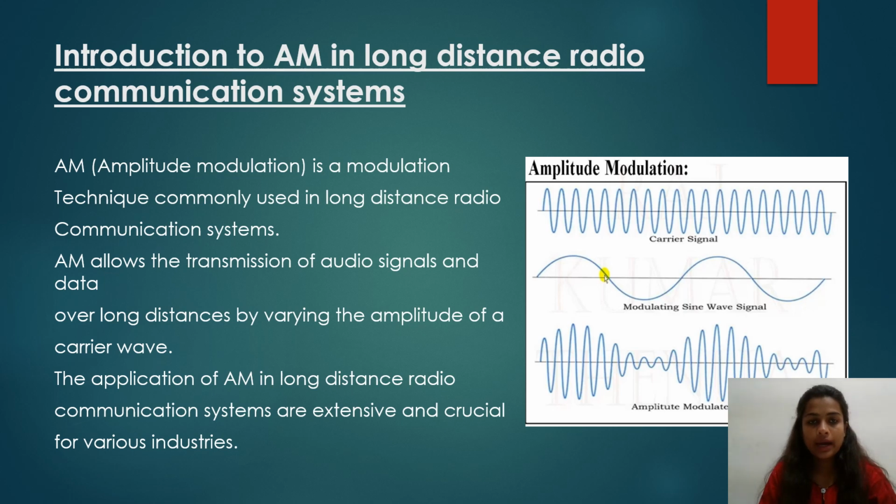Firstly, introduction to amplitude modulation in long-distance radio communication systems. Amplitude modulation is a modulation technique commonly used in long-distance radio communication systems. Amplitude modulation allows the transmission of audio signals and data over long distances by varying the amplitude of a carrier wave. The applications of amplitude modulation in long-distance radio communication systems are extensive and crucial for various industries.